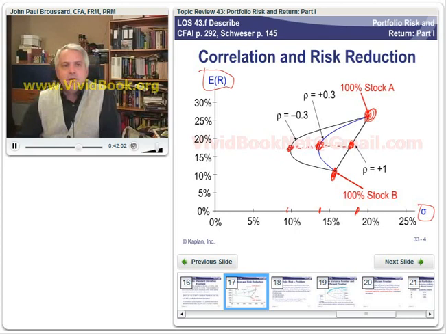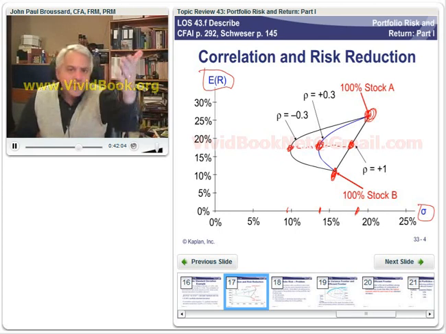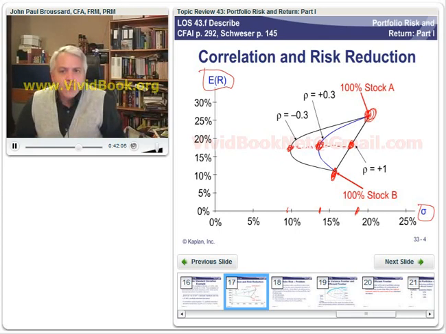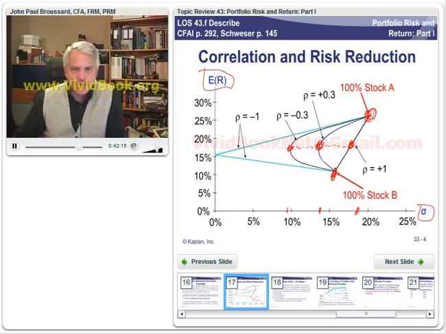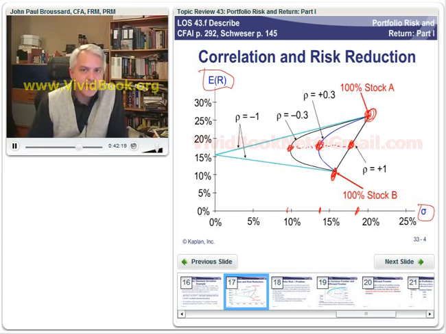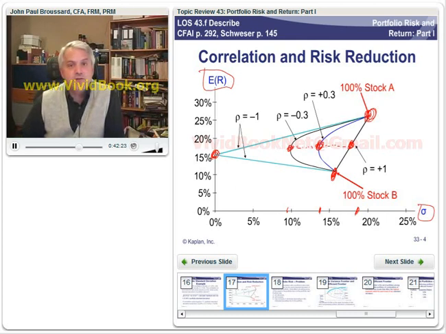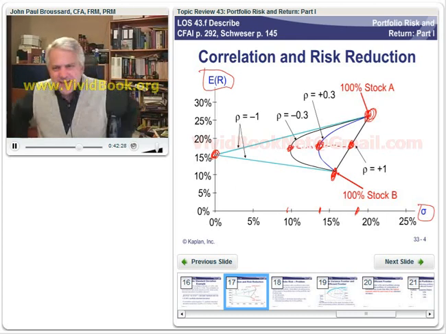Wow. And we're still getting what? We're still getting about 17% return. The risk is going down and down. Now, in the extreme, where we have perfect negative correlation, we can actually formulate weightings between the two assets that will generate a portfolio with zero risk, or zero standard deviation, and non-zero return. All right, so that's an extreme example.